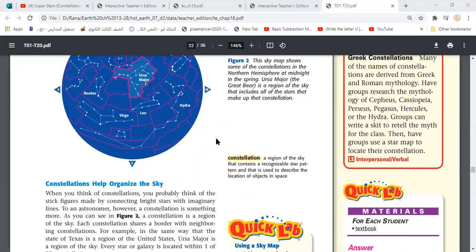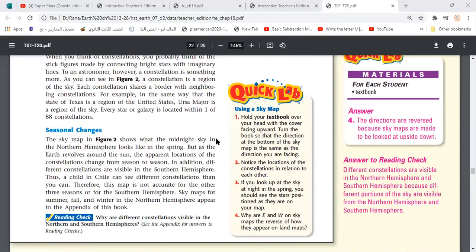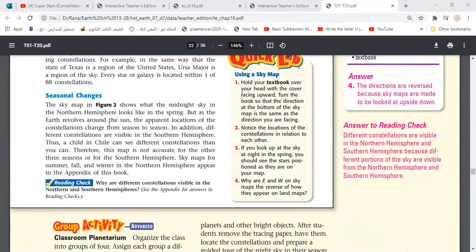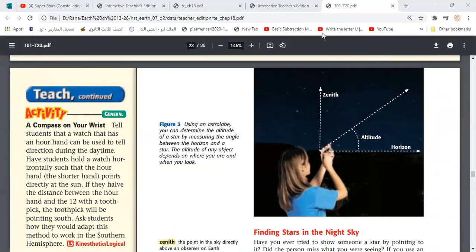So, we know what a constellation is and how constellations help to organize the sky, and we know that because of the seasonal changes, this map is not fixed or constant, and it must change as the seasons change, and so on.